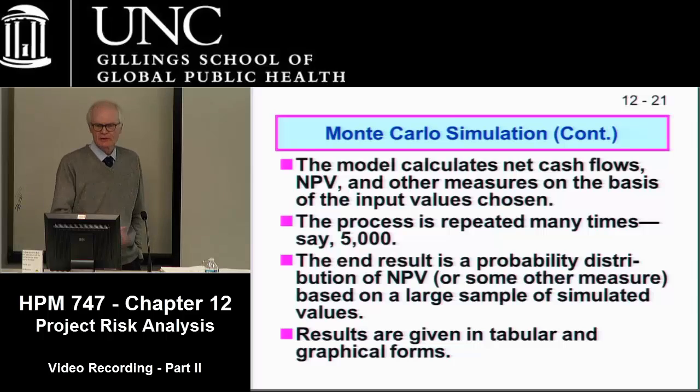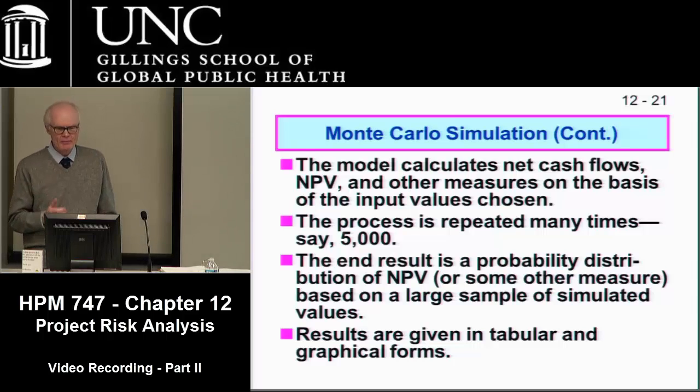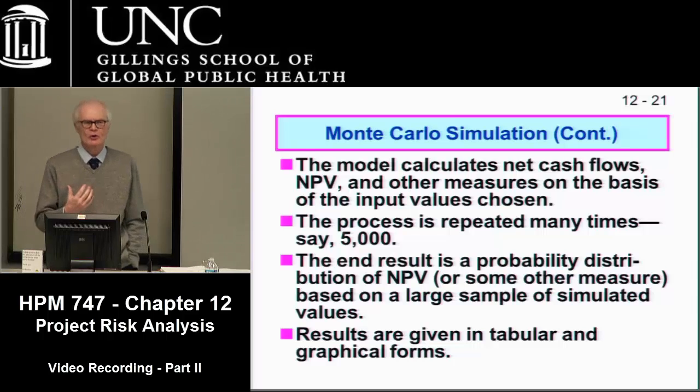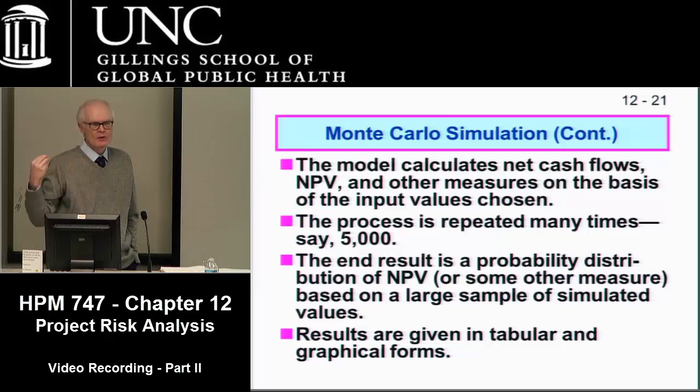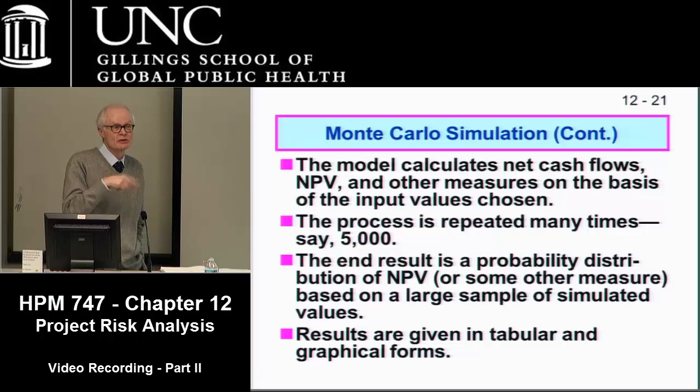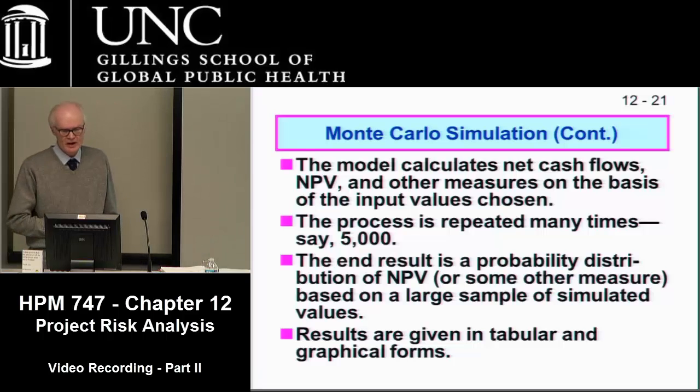So what it does is it calculates net cash flows on the basis of input values chosen. So if you say the maximum volume is going to be this, and the lowest volume is going to be that, then the maximum revenue per scan is going to be this, the lowest is going to be that, and then it draws numbers at random up to 5,000 times, and it constructs a probability distribution of the net present value of the project under all these different scenarios.